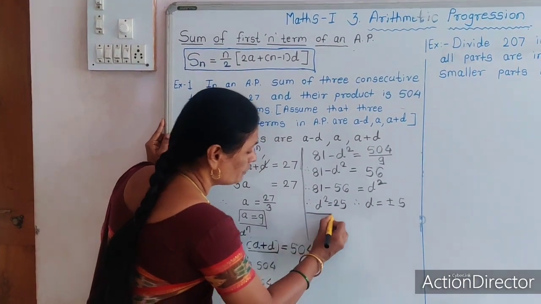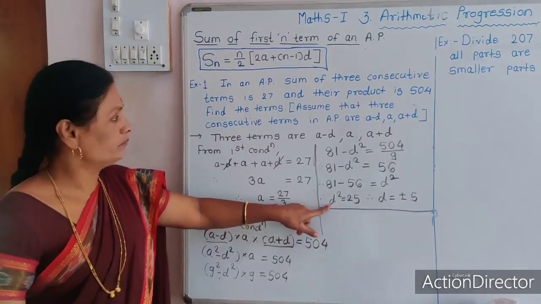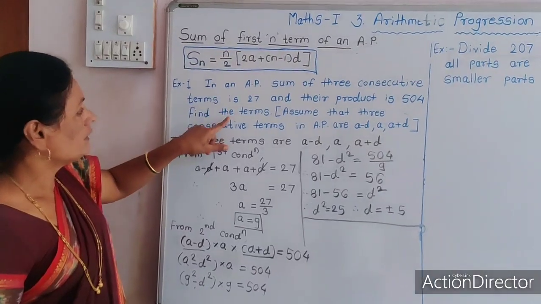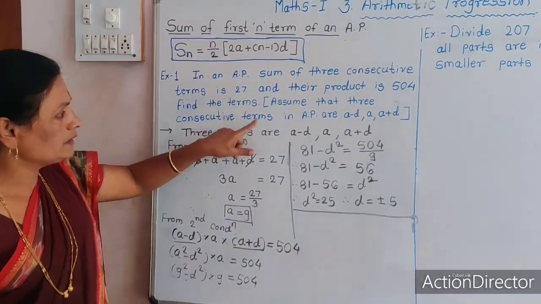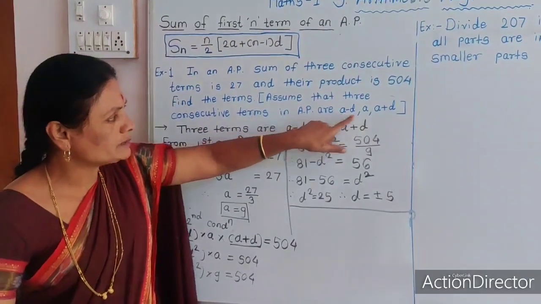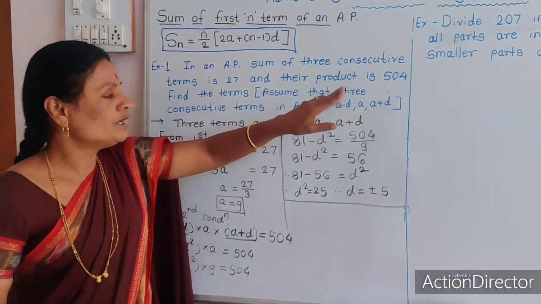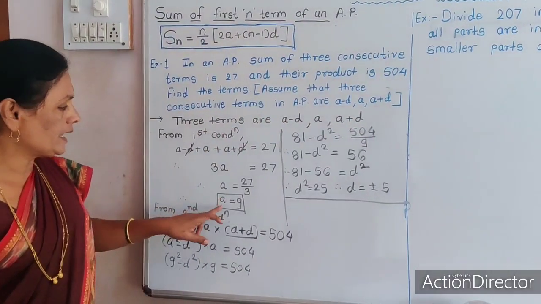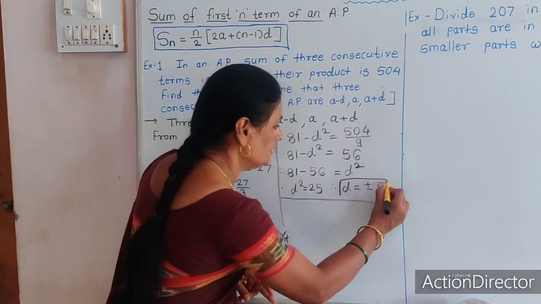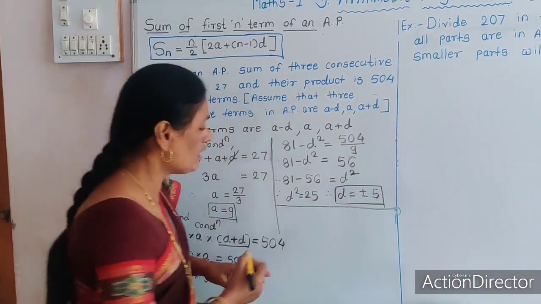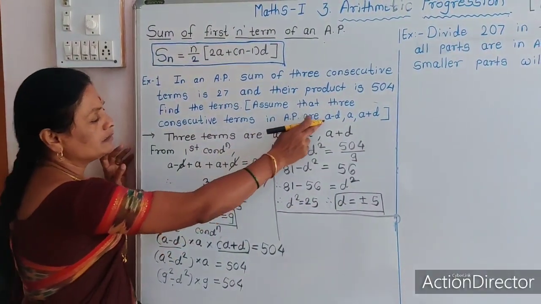Now we have the value of a and the value of d. Look here, our question is to find the terms, and these terms are a minus d, a and a plus d. For finding these terms, we have to find the value of a and the value of d. Now we write the terms.